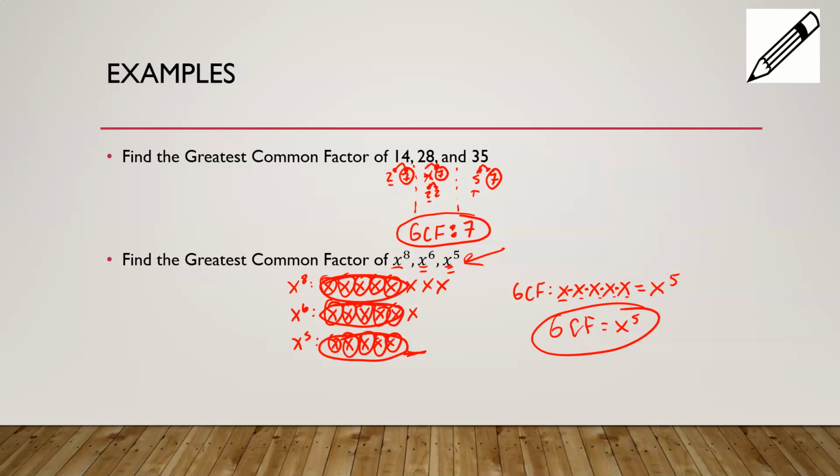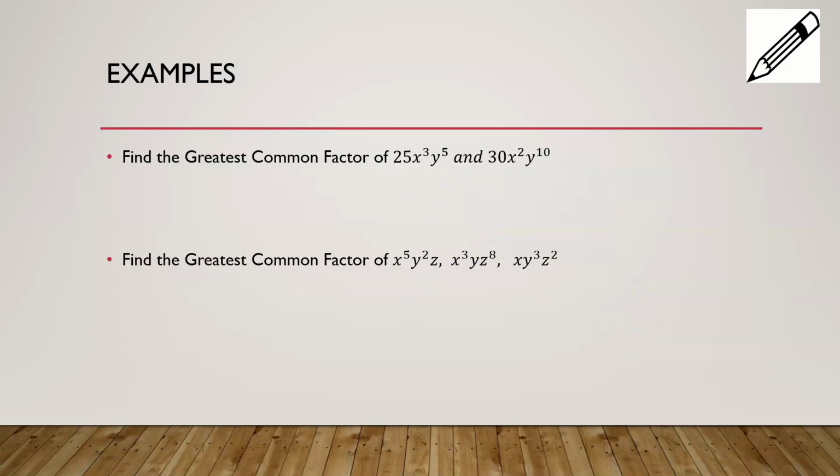All right, let's try the top one here together. Okay, so this one shows that you can have a combination in these of numbers, variables, and in this particular case, more than one variable. Okay, if I have that, I just think of it piece by piece. First, I deal with my numbers. 25 is 5 times 5. 30 is 5 times 6.